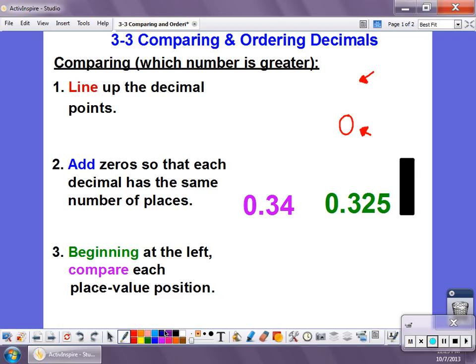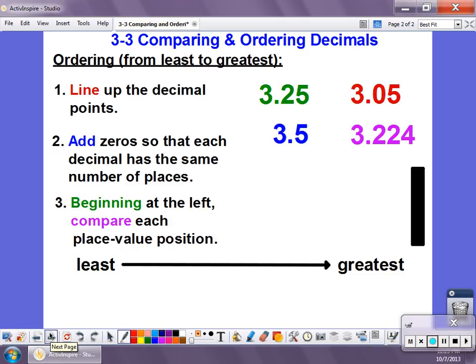And so we can say that this number is greater than that one, because 34 hundredths or 340 thousandths is greater than 325 thousandths. Okay? And we can use these ideas when we order decimals. Now again, one of the most important things to pay attention to when you're ordering is your directions. Do you want them in order from least to greatest, or do you want them in order from greatest to least? And for this problem, it says we want them in order from least to greatest.